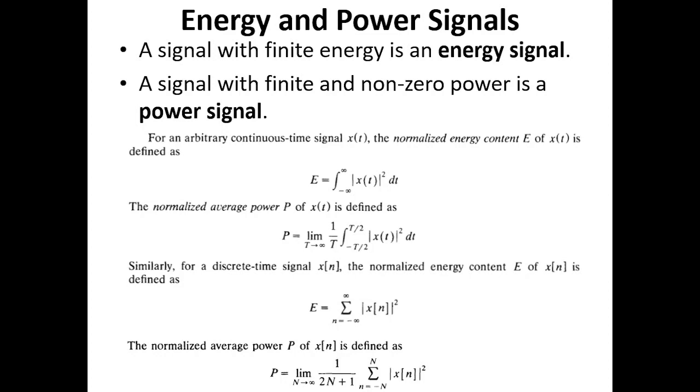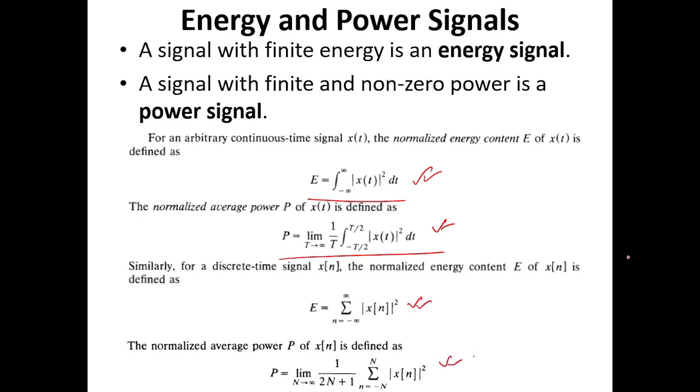Energy and power signals. Energy is given by E equals the integral from minus infinity to infinity of modulus of x of t whole square dt. Whereas the power of the signal is given by the limit as capital T tends to infinity of 1 by T times the integration from minus T by 2 to T by 2 of modulus of x of t whole square dt. Okay, this is for continuous time signals, and for discrete time signals these are the equations.